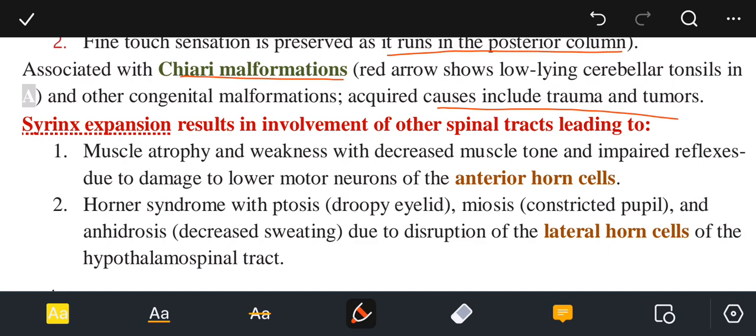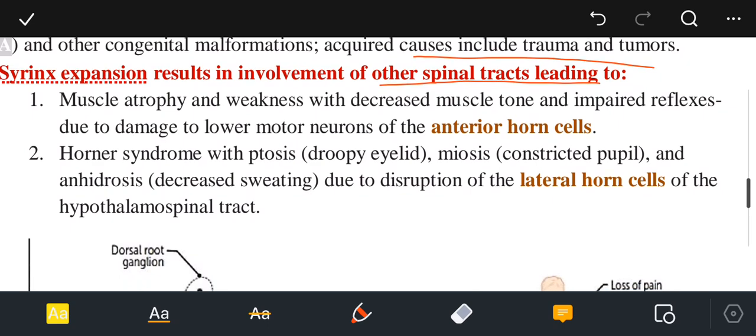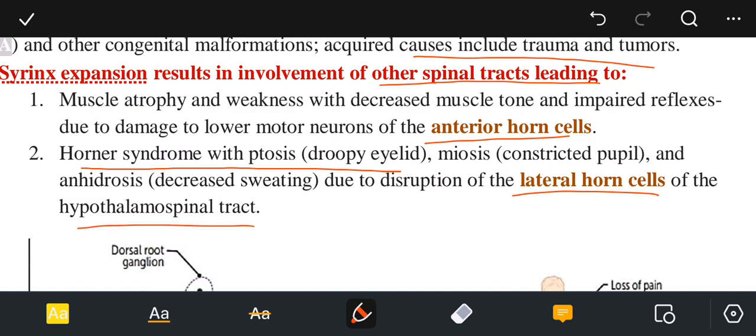Syrinx expansion results in the involvement of other spinal tracts, leading to muscle atrophy and weakness with decreased muscle tone and impaired reflexes due to damage to lower motor neurons of the anterior horn cells, and Horner syndrome with ptosis, droopy eyelids, miosis, constricted pupils, and anhidrosis, decreased sweating, due to the disruption of the lateral horn cells of the hypothalamospinal tract.